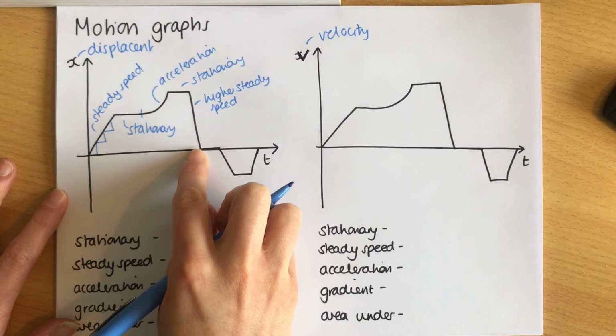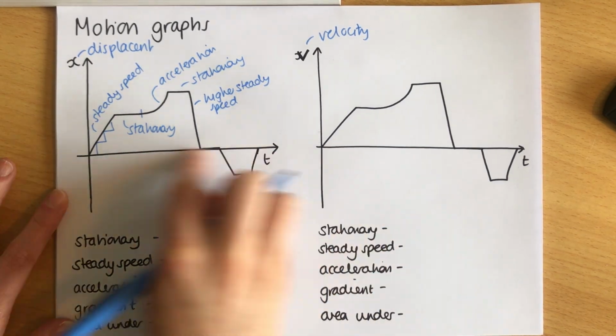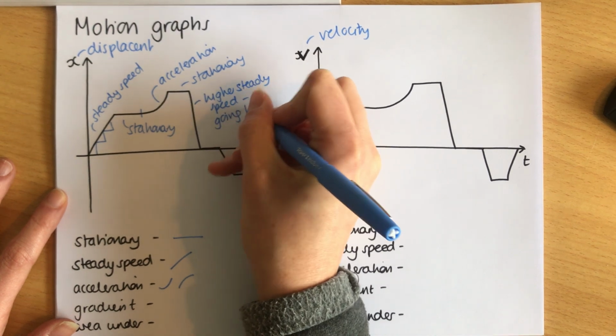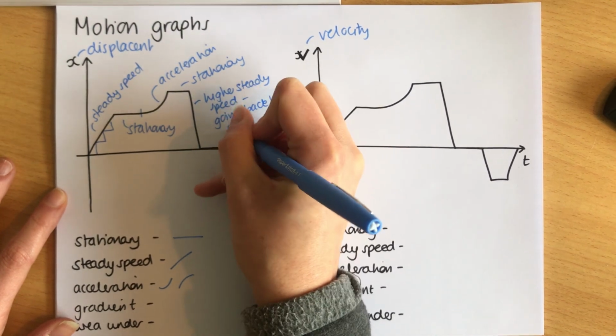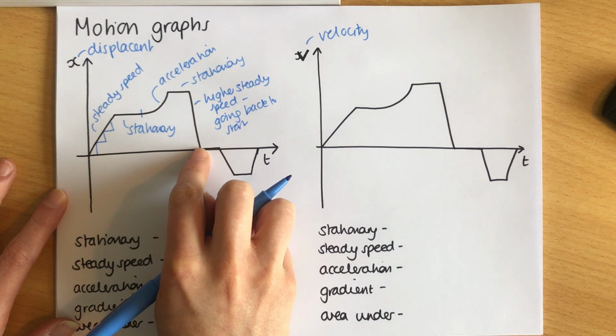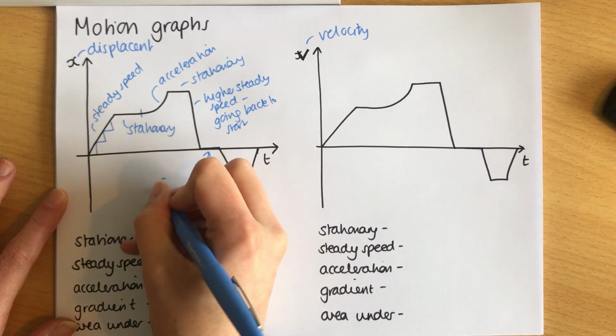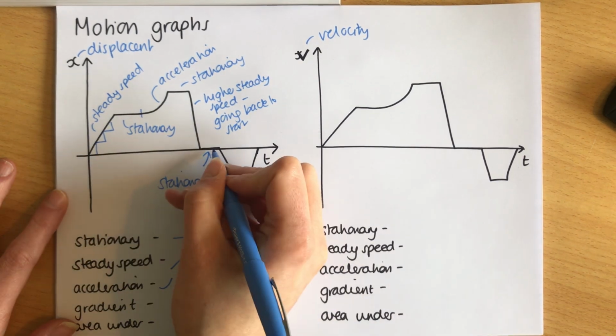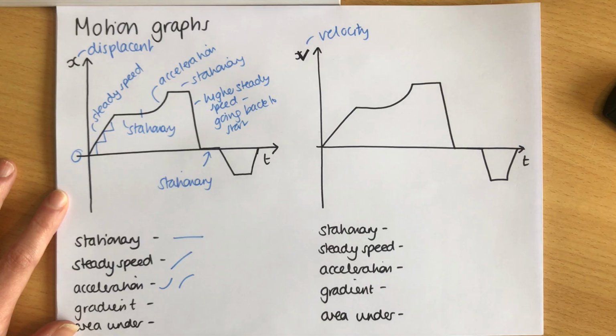And the distance is now decreasing. Now this is the start point, the zero origin. So here it's going back to the start. So all of this is going away from the start and it's going back to the start. Then we've got another flat line. Once again, it's stationary. And at this point, it's stationary at the start point.